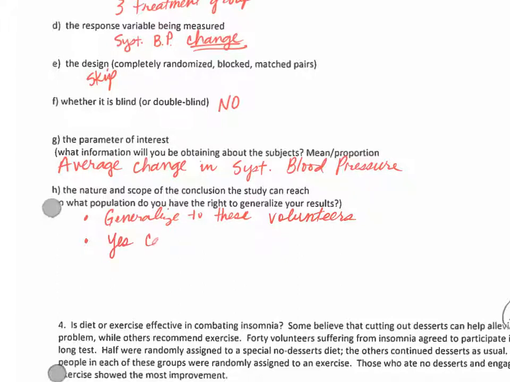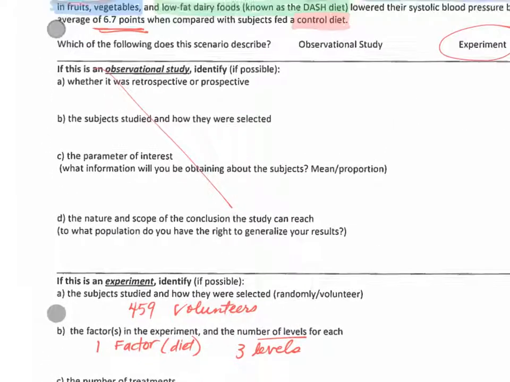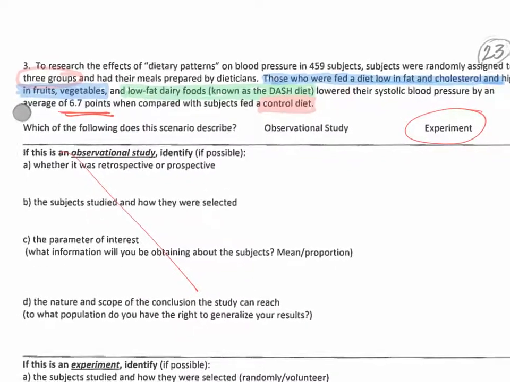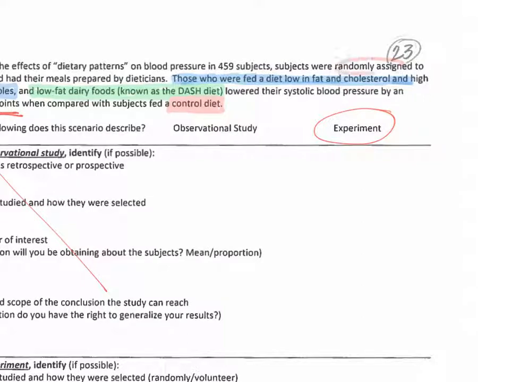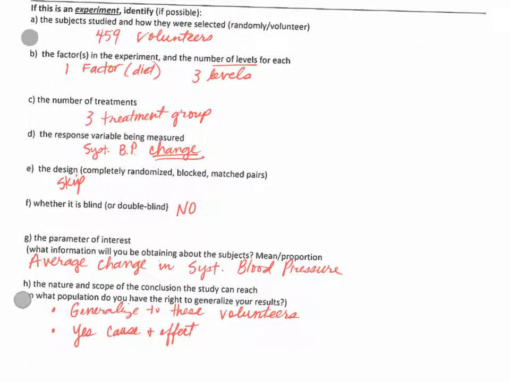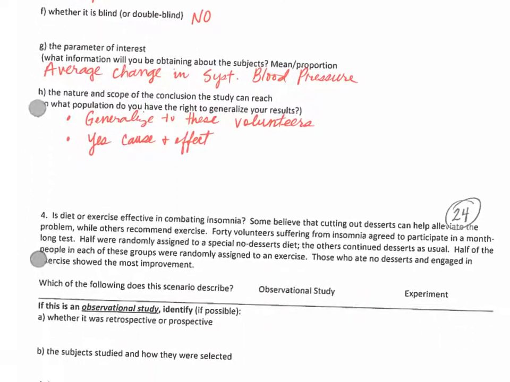Yes, cause and effect. In fact, on this one, did they actually even say randomly assigned or no? Maybe it's the next one. No, they did. Oh, perfect. So they were good for us. They even specifically mentioned that these subjects were randomly assigned. That's huge. Okay? All right. So let's move on up to the next one.